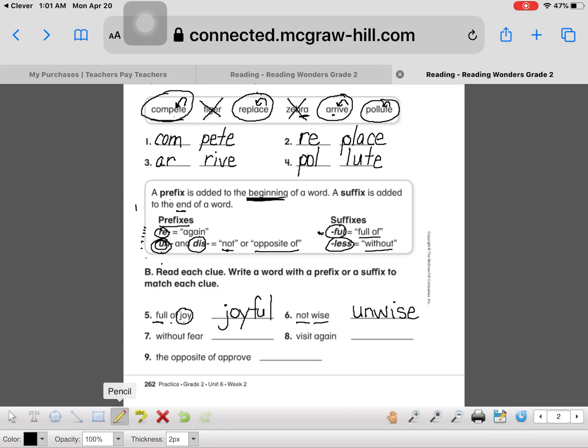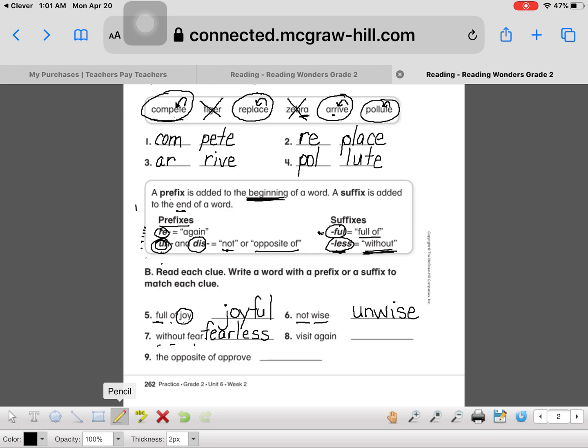Unwise. Okay, number 7. A lot of you all are this on the playground when you do the monkey bars and doing your flips and everything. It says without fear. If we don't have any fear, we are without it. See your key word right here, without. What's the suffix? Less. So we will be fearless. Good job.